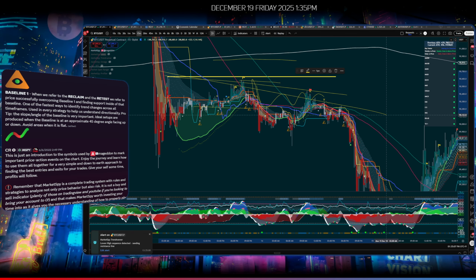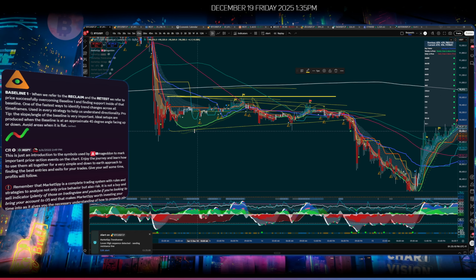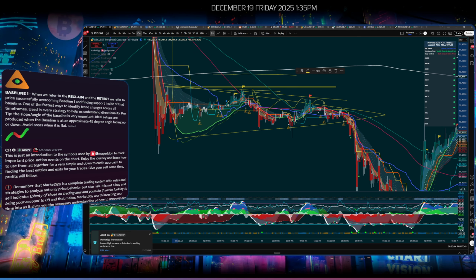down we go. So this is an inverted P, and it doesn't mean that we're reversing up. Again, contextually, we're seeing that momentum is fading.